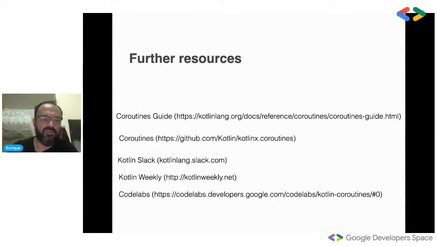Some further resources. Of course, coroutines have their guide from JetBrains. You can see here, it's very comprehensive. I think it's very clear and up to date. We should not forget that Kotlin and the coroutines are open source. So if you come to this link, you'll be able to see how they're implemented, pull requests or issues that are open, etc. The Kotlin Slack, if you're not there yet, is a fantastic place to be. A lot of people from Google and JetBrains are supporting you and answering questions that you might have.